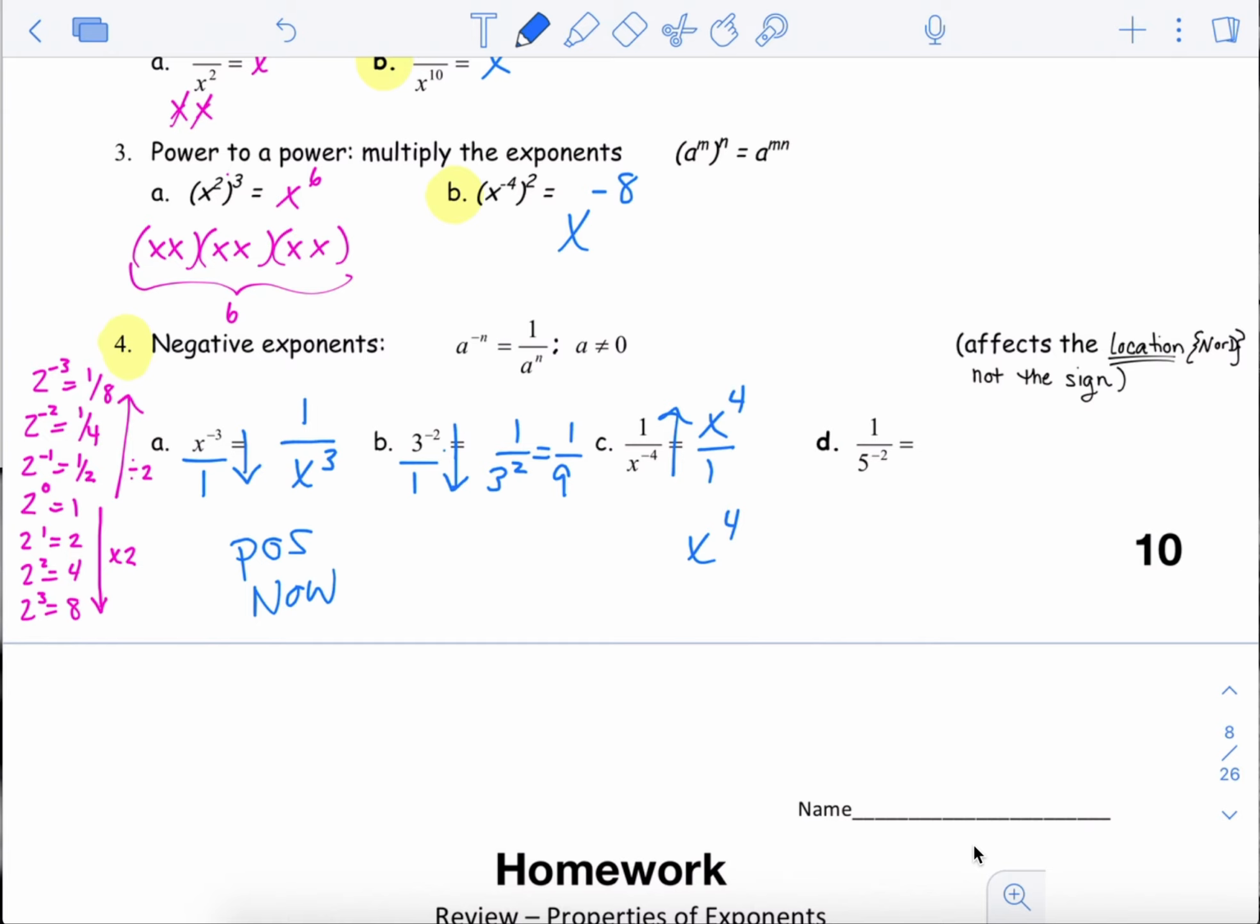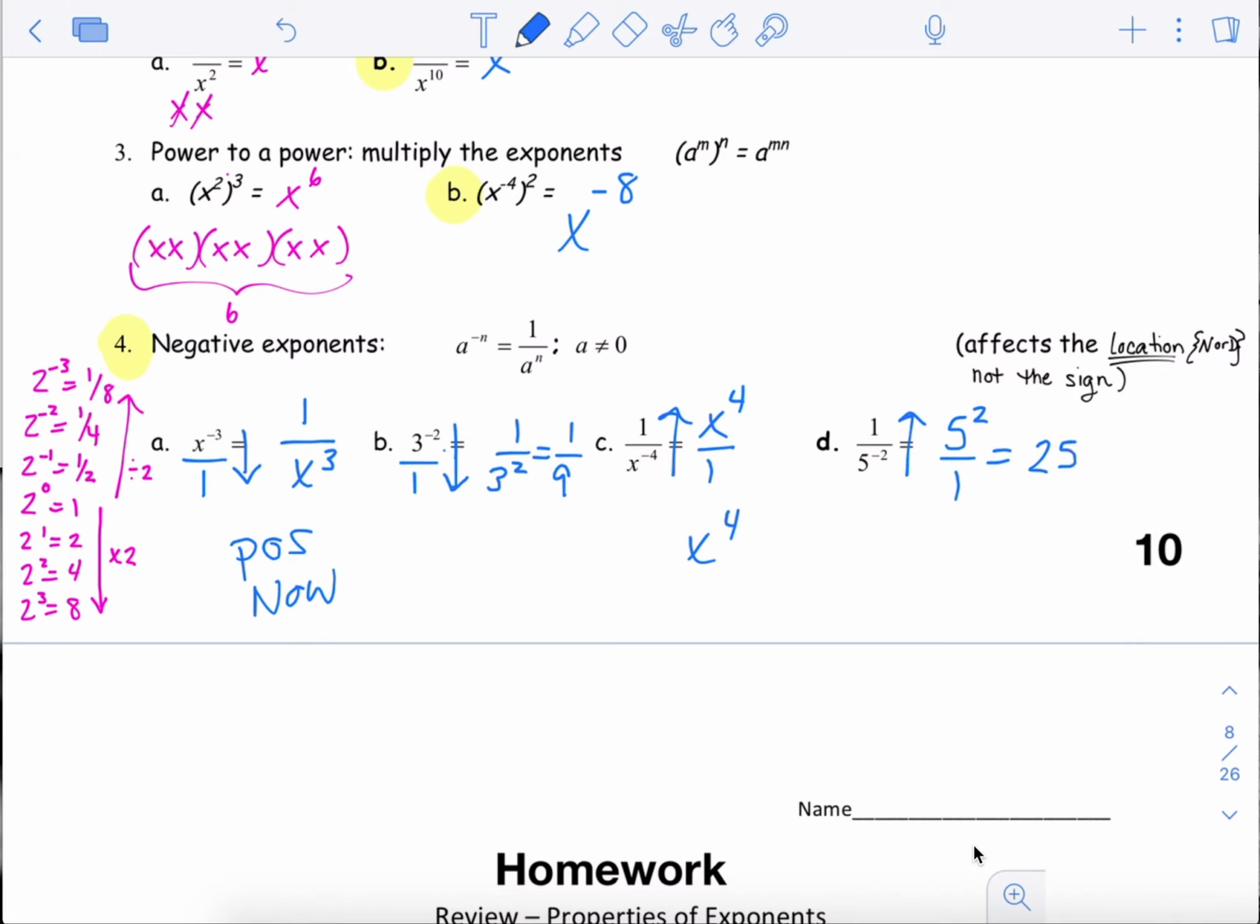Okay? Now on problem D, again, negative in the denominator means I change its location. I'm going to move him upstairs, so 5 to the 2nd power. You can say over 1 for now. But this one we would simplify. 5 squared, we know that's 25. You don't need the over 1 anymore.